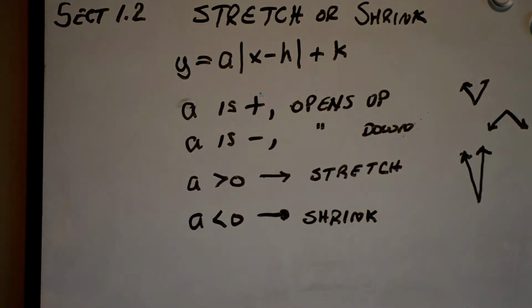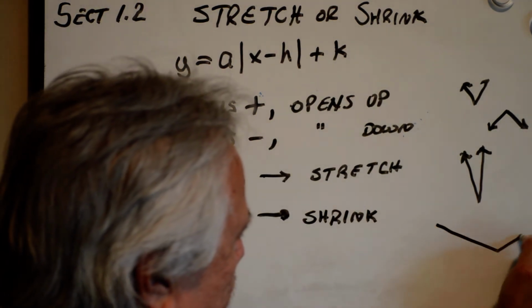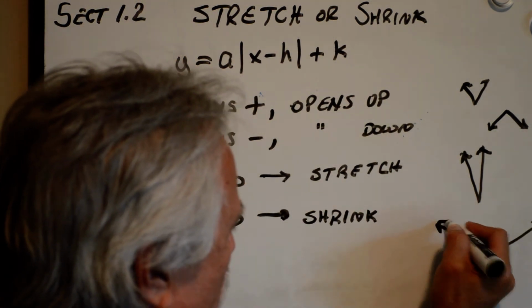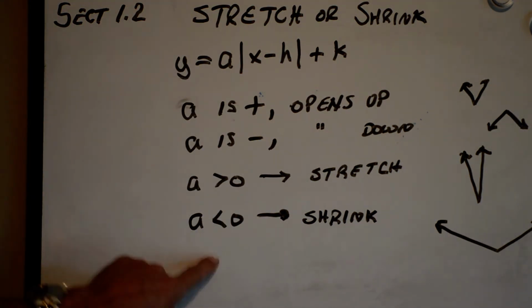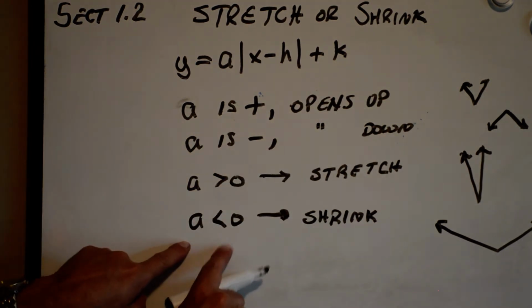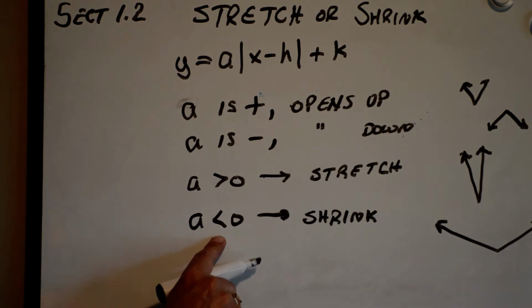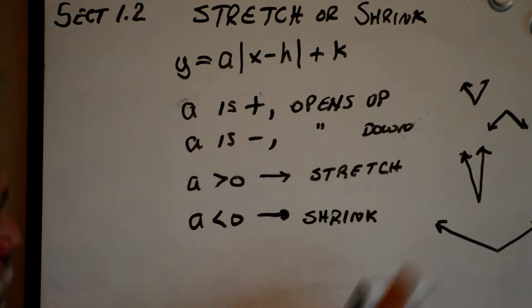And if A is between 0 and 1, it's going to be a shrink. So it'll be something like this. It'll get wider. Notice A less than 1 does not mean negative. We already have it: if A is negative, it opens down. This means it's a fraction, or something like that, and it will get wider and wider and wider the lower that number is from 0. But the negative is what makes it flip upside down.